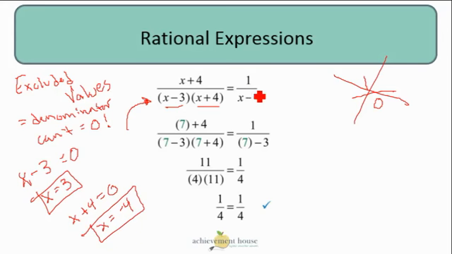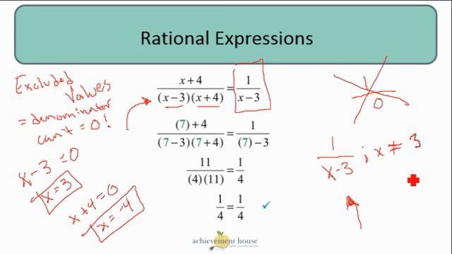And so when I write my final answer, my final simplified expression, I would say 1 over x minus 3. And it's obvious when you look at the simplified version to say, okay, x can't be 3. So I do a little semicolon, x does not equal, it's a little equals with a line through it. x does not equal 3. And x does not equal -4.